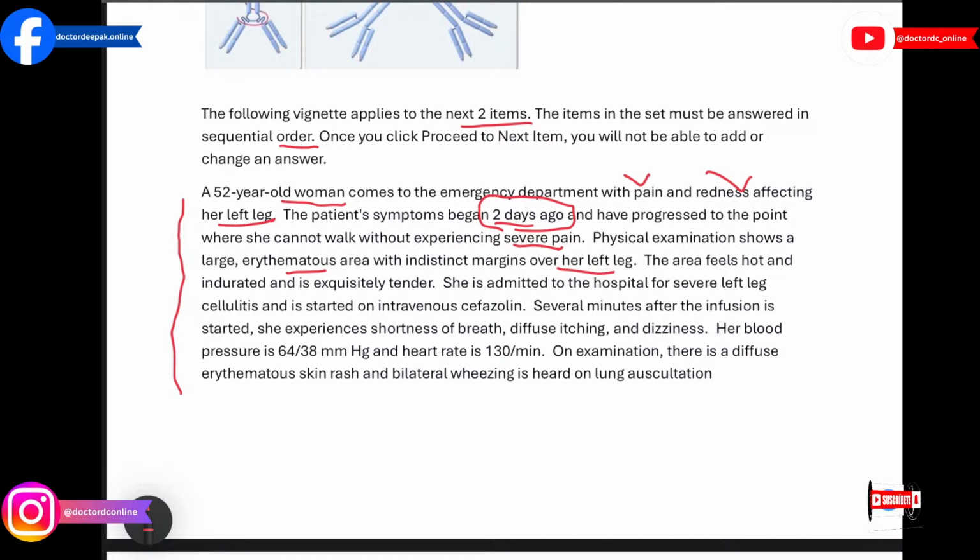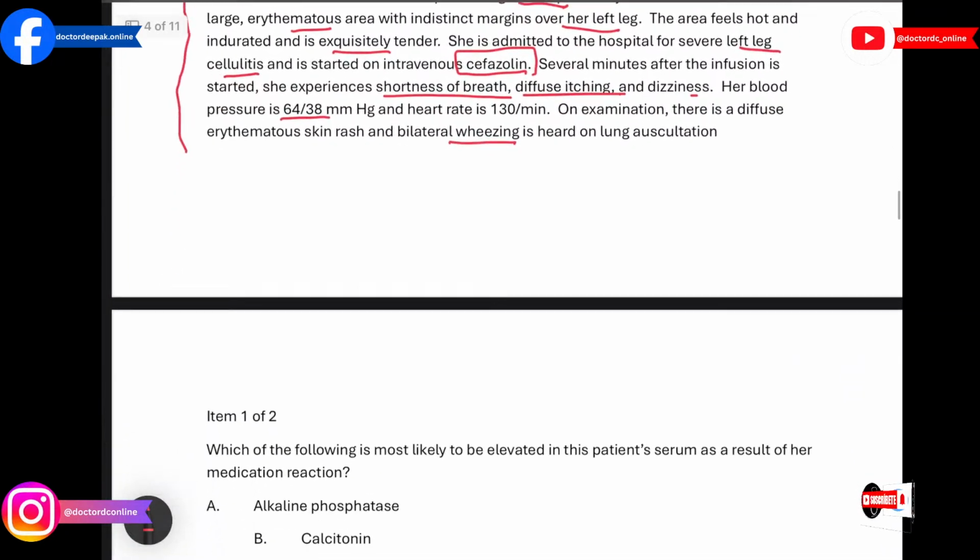The area feels hot and indurated and is consciously tender. She is admitted to hospital for severe left leg cellulitis and started on intravenous cefazolin. Several minutes after infusion is started, she experienced shortness of breath, diffuse itching, and dizziness. Her blood pressure is 64/38 and heart rate is 130 per minute. On examination, there is a diffuse erythematous skin rash and bilateral wheezing on lung auscultation.